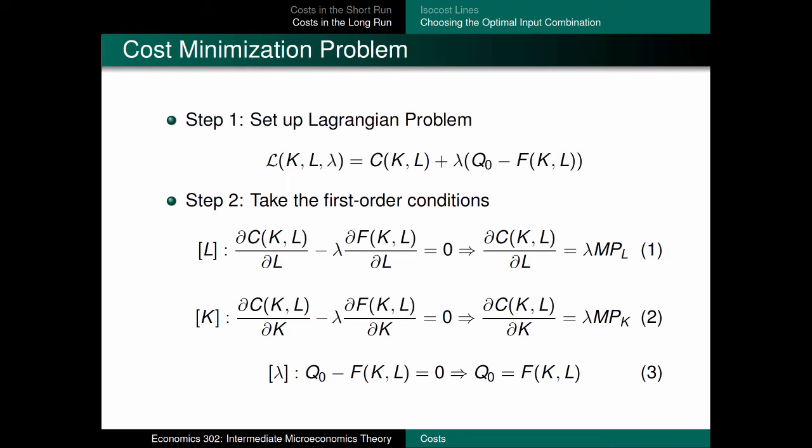The first order condition with respect to L suggests that the derivative of the cost function with respect to L, which is just the worker's wage, is equal to lambda times the marginal product of labor. The first order condition with respect to K suggests that the derivative of the cost function with respect to K, which is just the rental rate of capital, is equal to lambda times the marginal product of capital. The first order condition with respect to lambda suggests that the firm produces the target quantity amount, Q0.